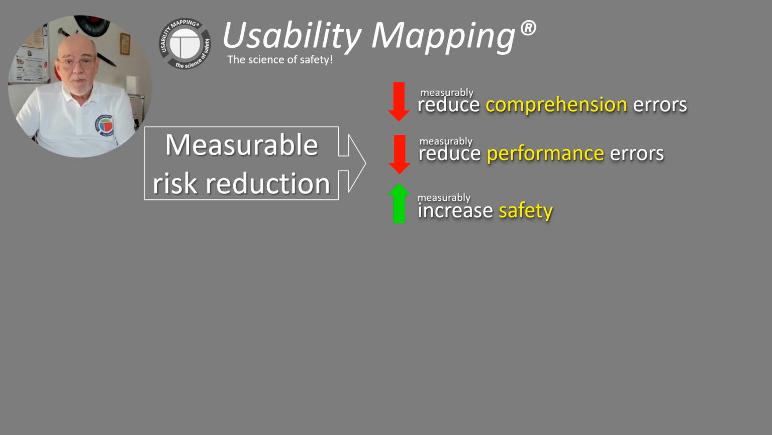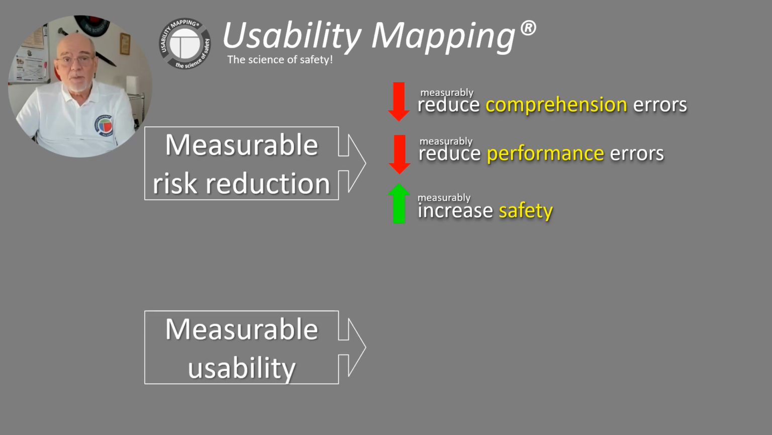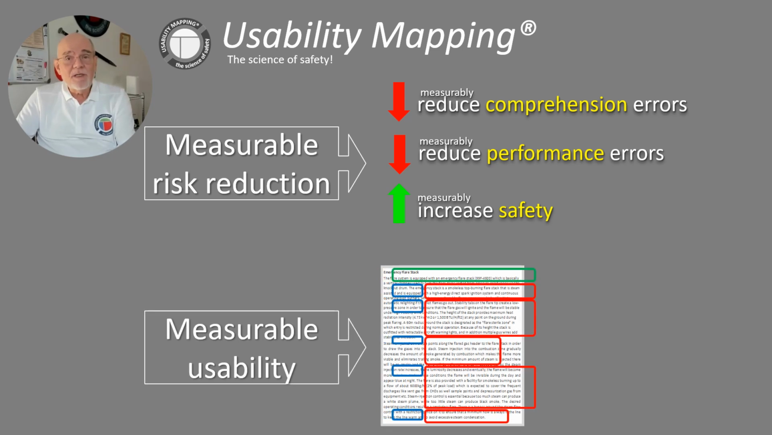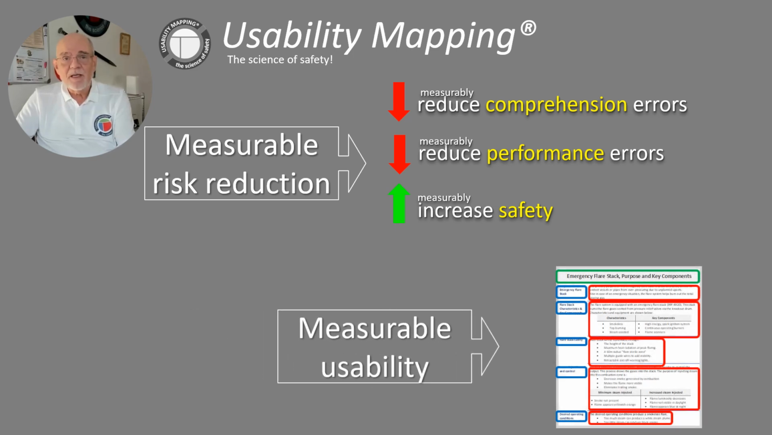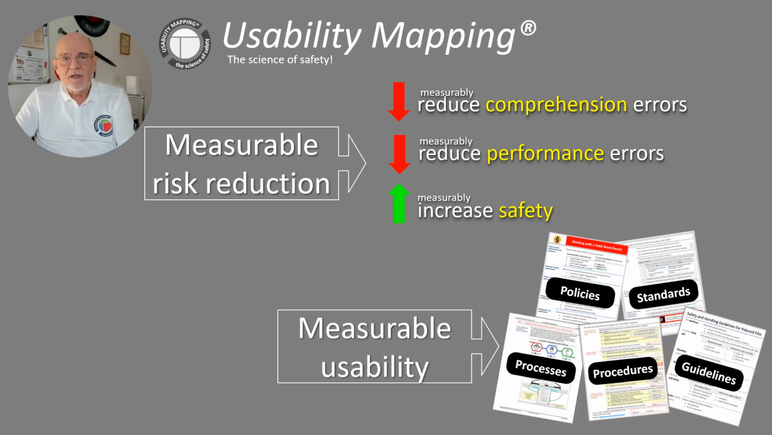Now, usability mapping also measures usability. While readability can be easily tested, the usability must be verified. And that is music to the ears of litigating lawyers who can now demonstrate in a court of law that a safety document with good readability triggered a costly incident because it failed on usability. Insurance companies and lawyers will listen if we can demonstrate measurable risk reduction. And with usability mapping, we can do that.